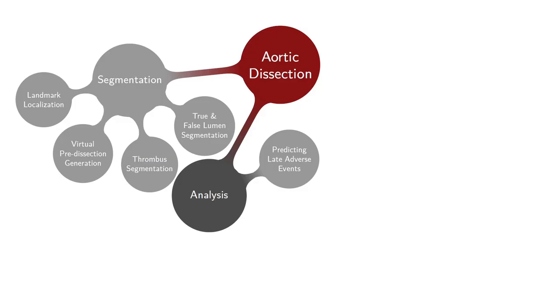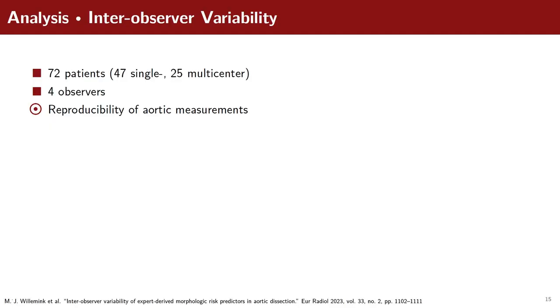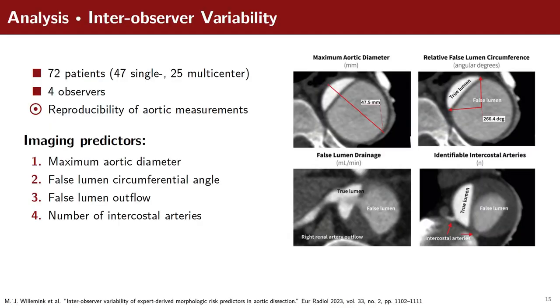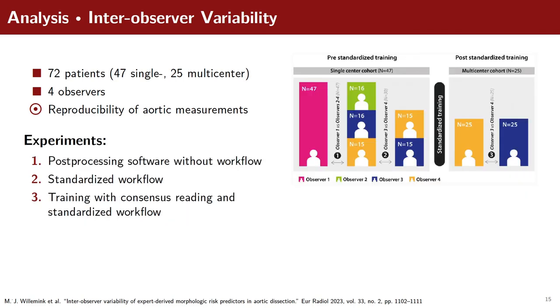After the risk prediction model, we assessed the measurement variability, specifically the reproducibility of aortic measurements. We used the imaging predictors from the previous study, as shown in the right images: maximum aortic diameter, false lumen circumferential angle, false lumen outflow, and number of intercostal arteries. We designed 3 experiments, including 4 observers.